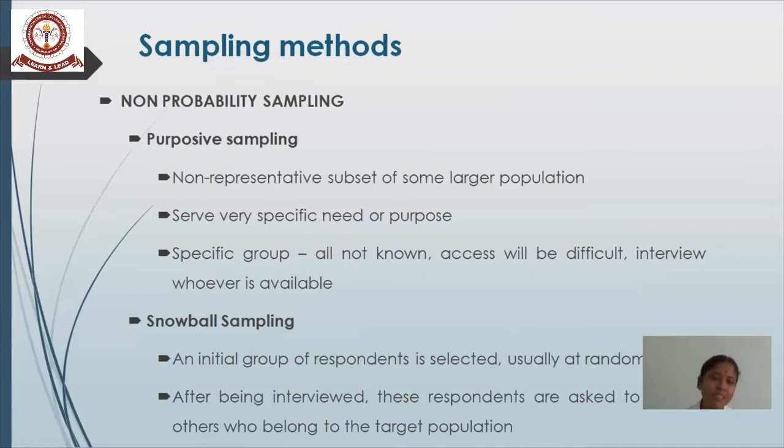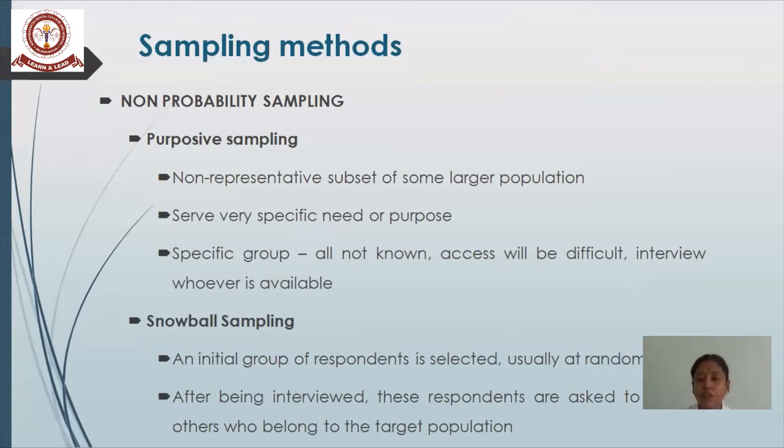And another subset is snowball sampling. That means mostly the hidden population. For example, sex trafficking or drug dealers, who will not be available in the general population, and we can also not generalize them to a larger population.